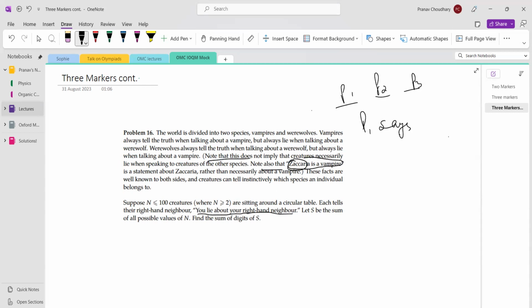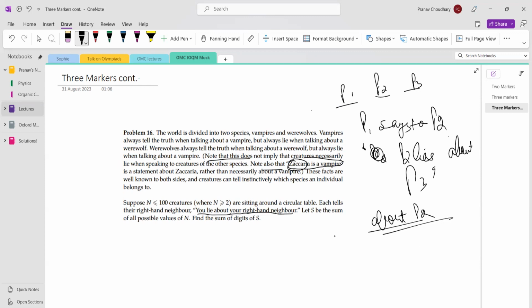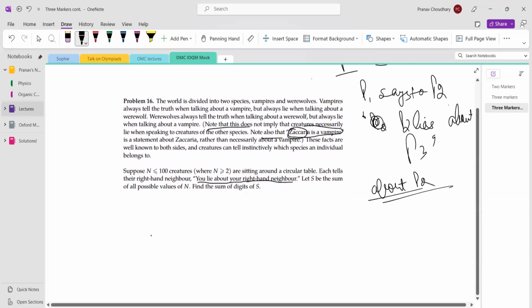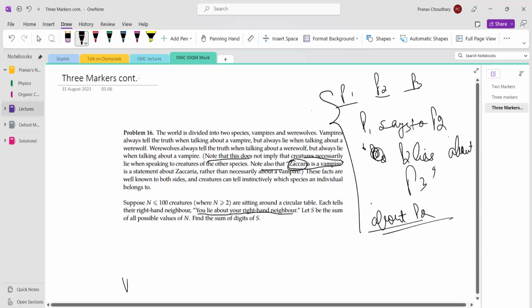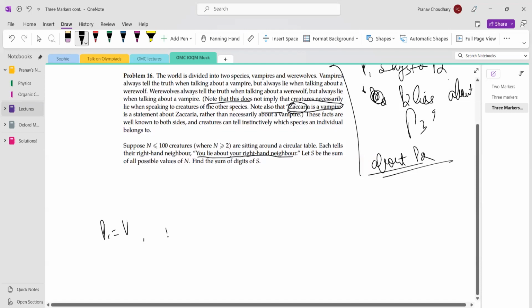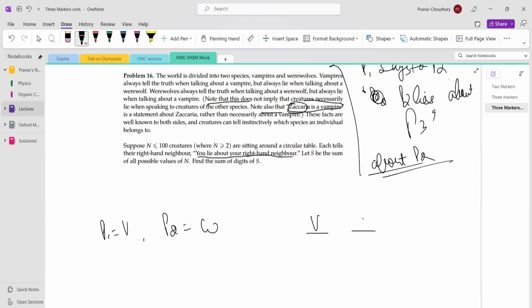P1 says to P2, to their right hand neighbor, P1 says to P2, P2 lies about P3. So this statement is about P2. Okay. So we have to find what can be the possible values of n. So let's just do the most basic thing. What happens once you have, let's say, P1 in this scenario, P1 is a vampire and P2 is a werewolf. So basically the setting is vampire, werewolf.